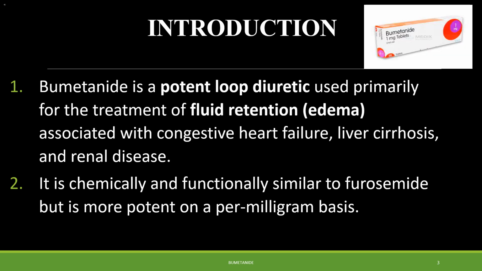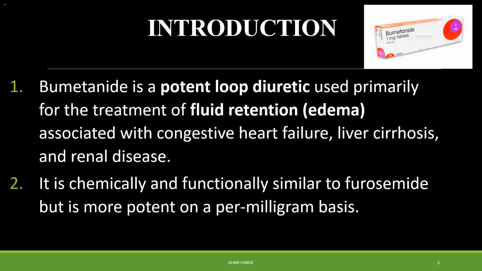Introduction to bumetanide. 1. Bumetanide is a potent loop diuretic. It's a strong water pill that works in the kidneys. 2. Used primarily for the treatment of fluid retention, edema. Bumetanide helps manage edema in certain conditions. 3. Associated with congestive heart failure, liver cirrhosis, and renal disease. Bumetanide is used for edema in these conditions.